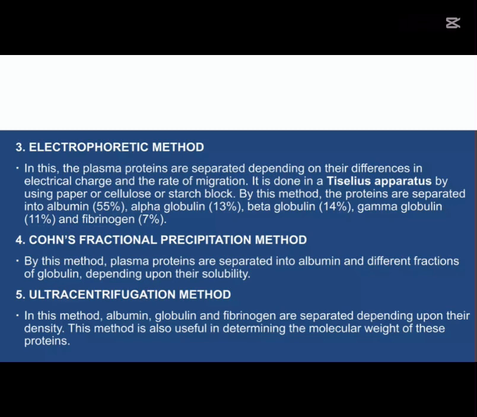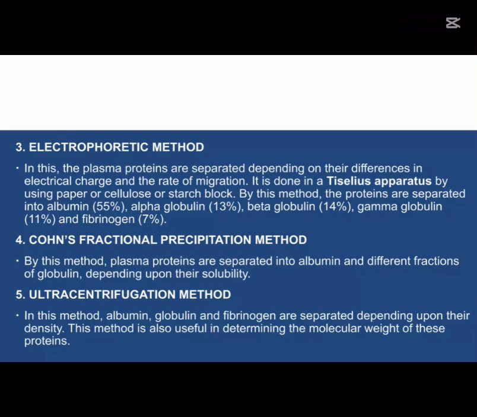This is done by using a Tiselius apparatus. A Tiselius apparatus is used with paper, cellulose, and starch block. So when you use paper, cellulose, and starch block in a Tiselius apparatus, what happens? You can separate 55% of albumin. Alpha globulin is about 13%, beta globulin is about 14%, gamma globulin is about 11%, and fibrinogen is about 7%. So albumin is about 55%, but globulin can be divided into alpha, beta, and gamma by charges. You get it now?